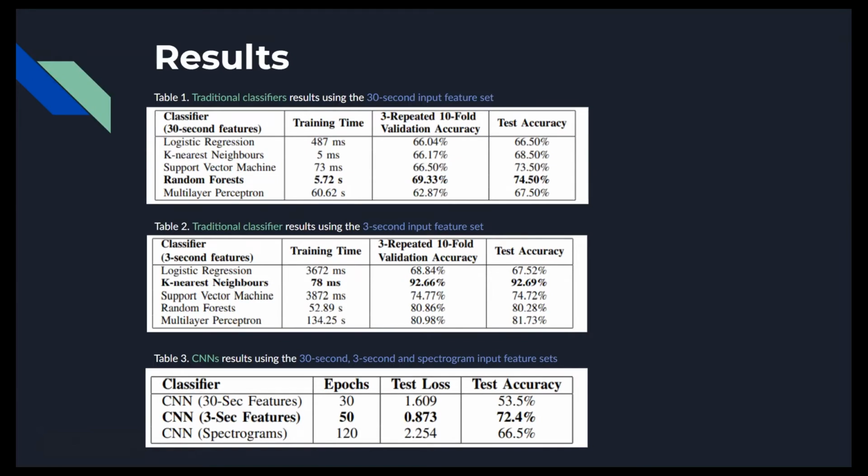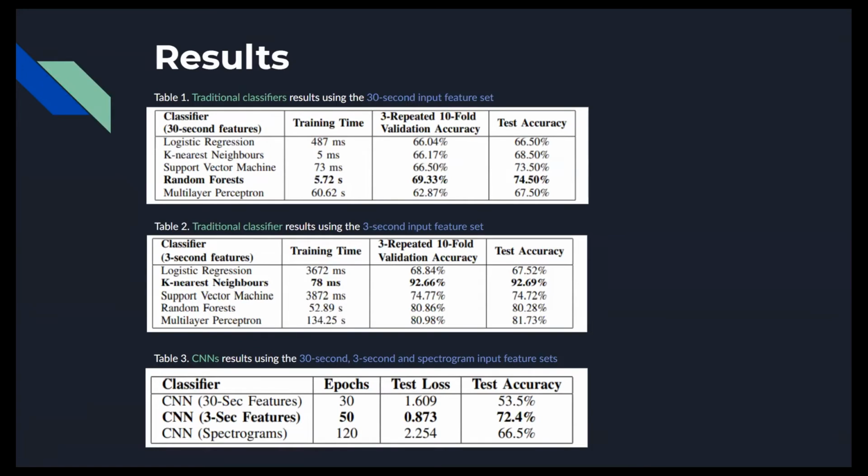Making some quick comparisons, we can see that the 30-second CNN performed significantly worse than the traditional models, at a low 53.5% accuracy, seen over here. This may be due to the small input data sets, as neural networks in general require large amounts of input data for better results.